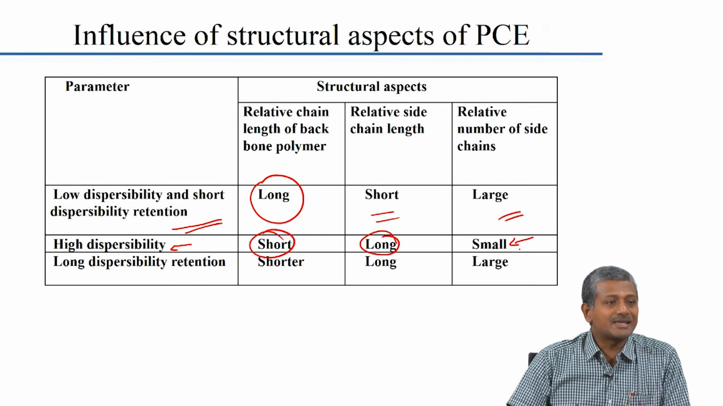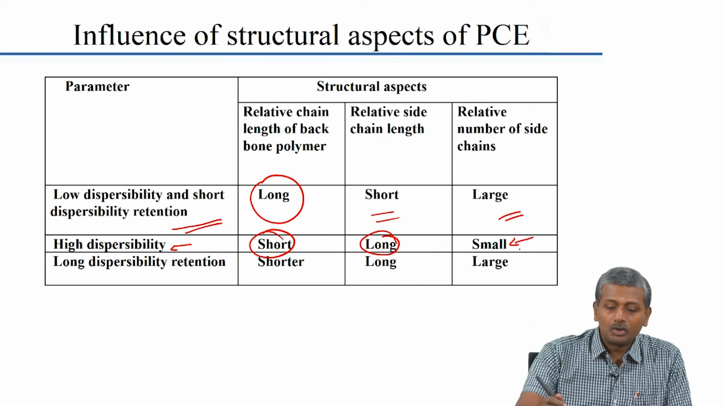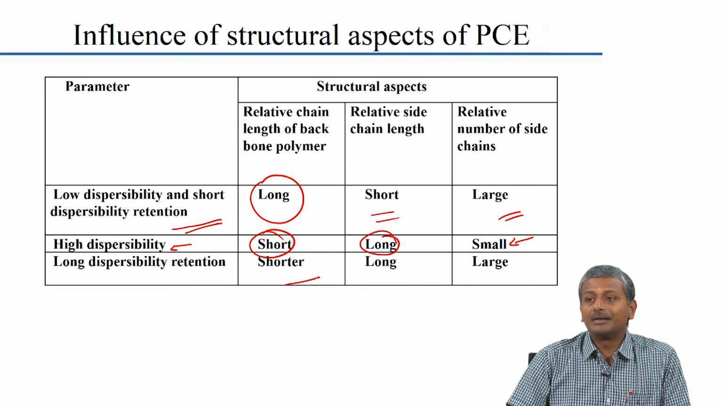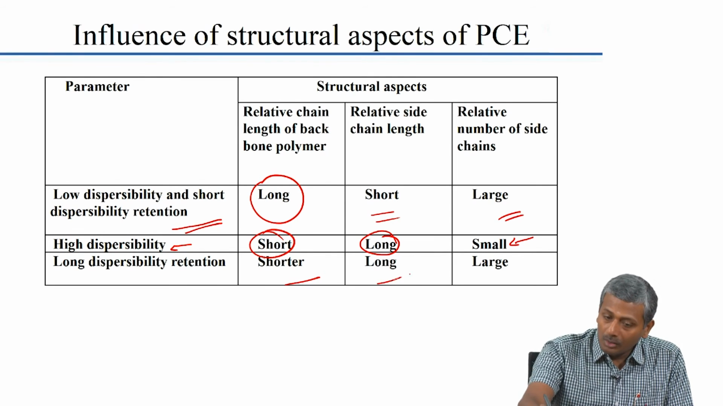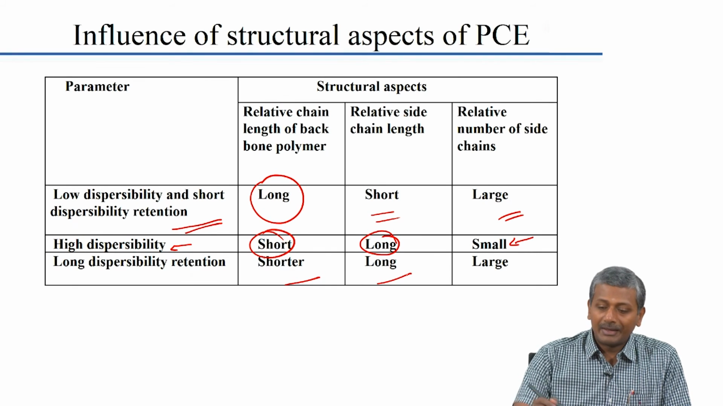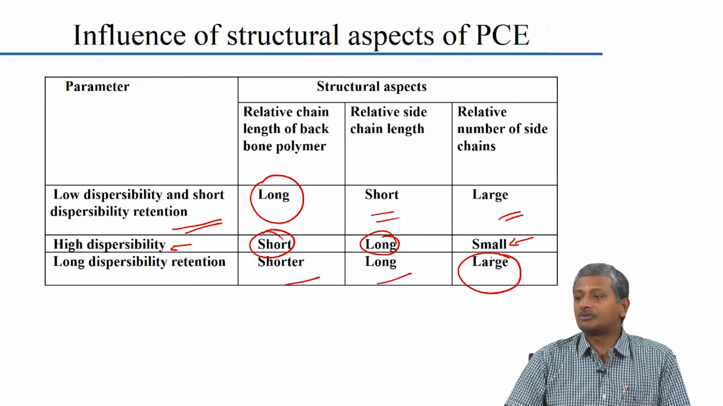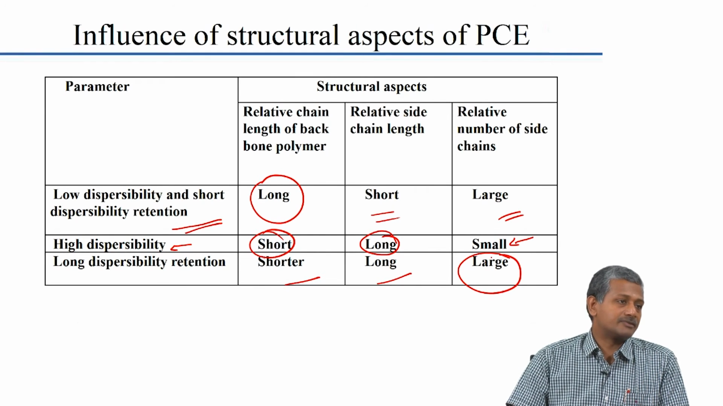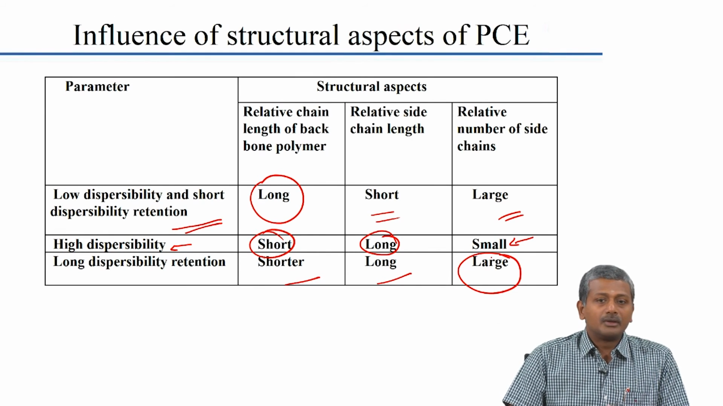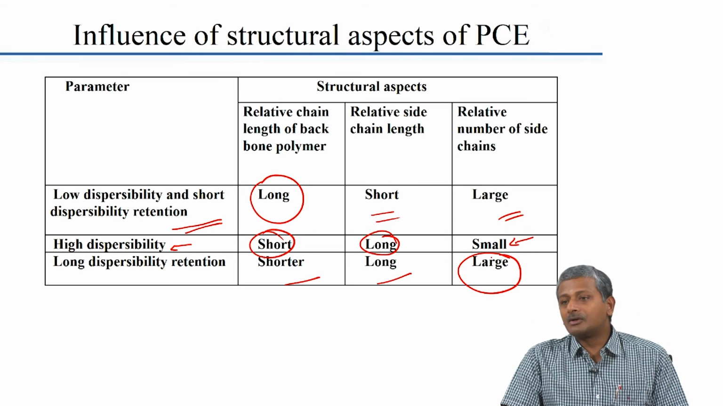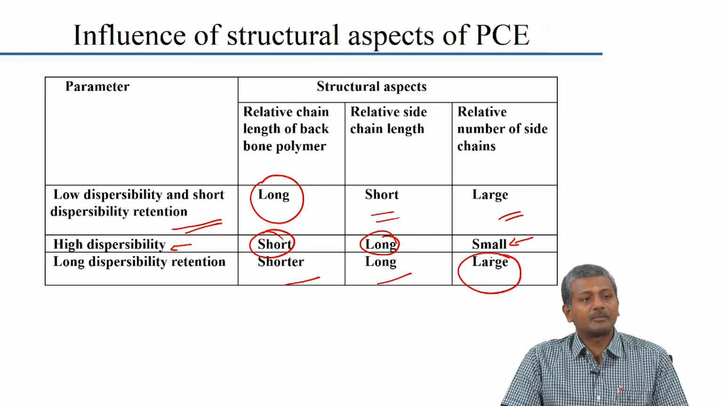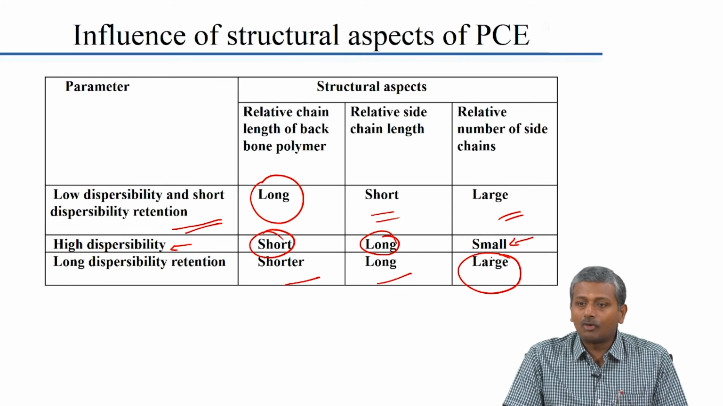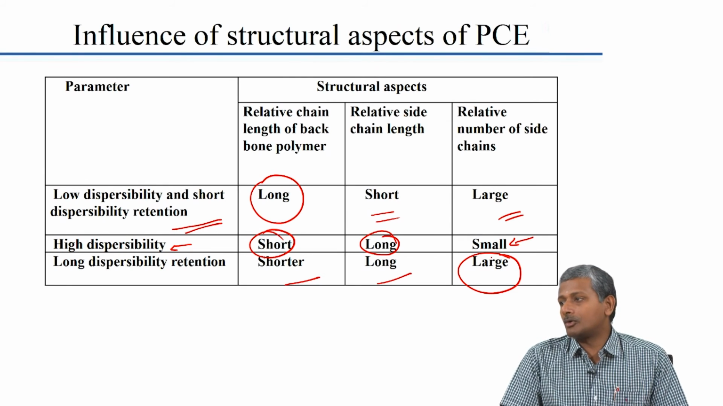If you want to maintain the same slump for a longer period of time, you may still go with shorter backbone length, longer relative side chain length and a large number of side chains to ensure that the polymer does not lose its effectiveness fast enough. Okay. So, this process can be controlled to a large extent by the construction chemical manufacturers to provide formulations that are attuned to a particular job.